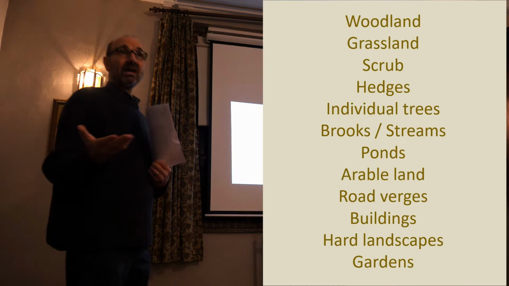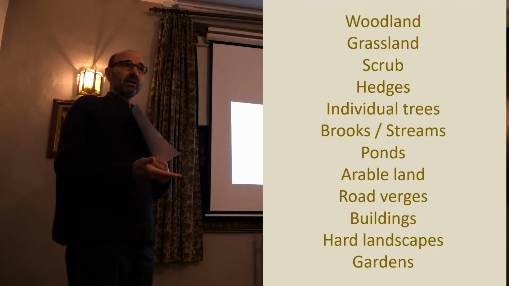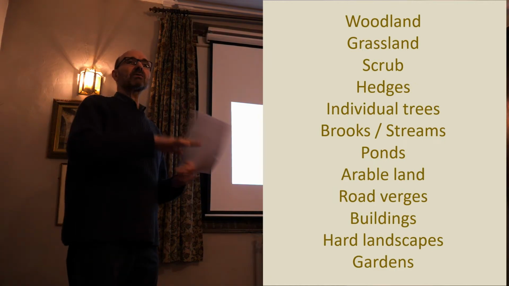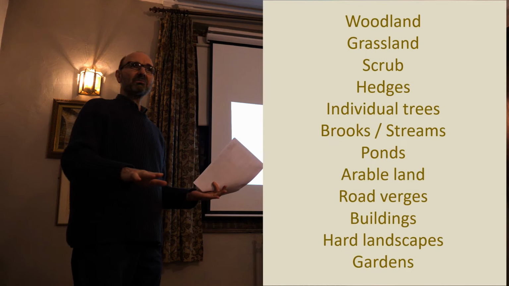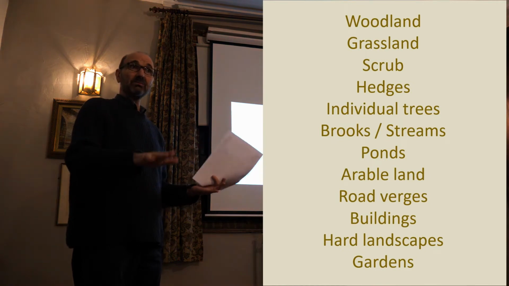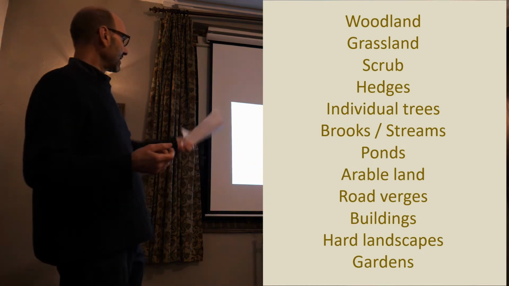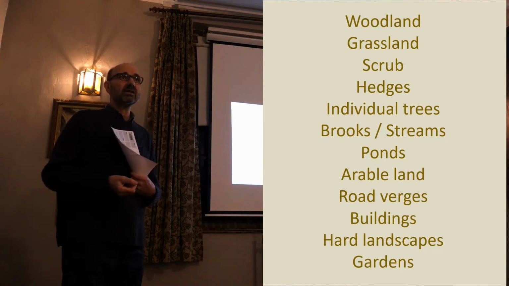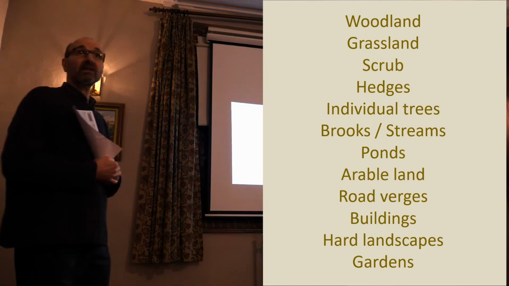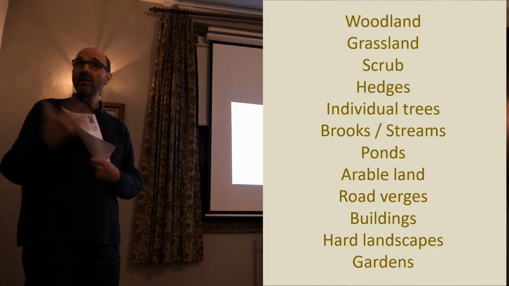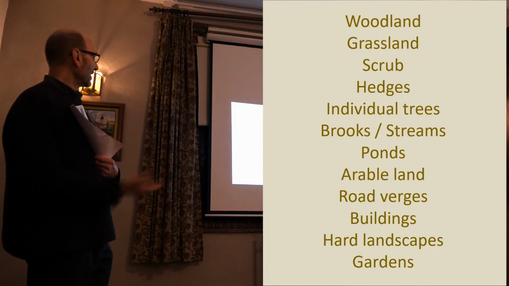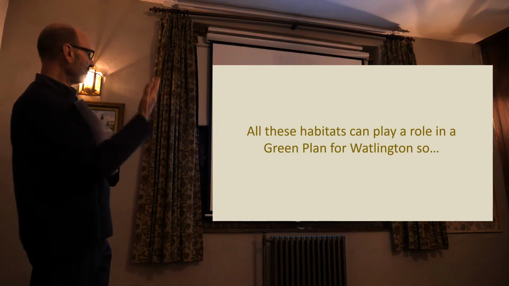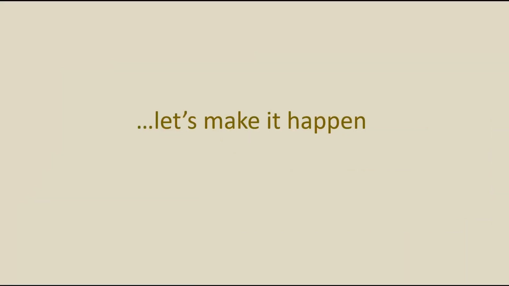Next. Hard landscapes, they're usually mostly negative, but they can have certain attributes. If you think of even a pavement over a tree, in a sense the pavement is kind of like a mulch. It's a nasty mulch, but it's still a mulch, which is how the trees survive. And last but not least, because this is going to be the easiest thing to attack by the good folk of Watlington, is gardens. Many of you have got gardens, and there we really have got control. Right. So all of these can play a role. So let's make it happen. Next.